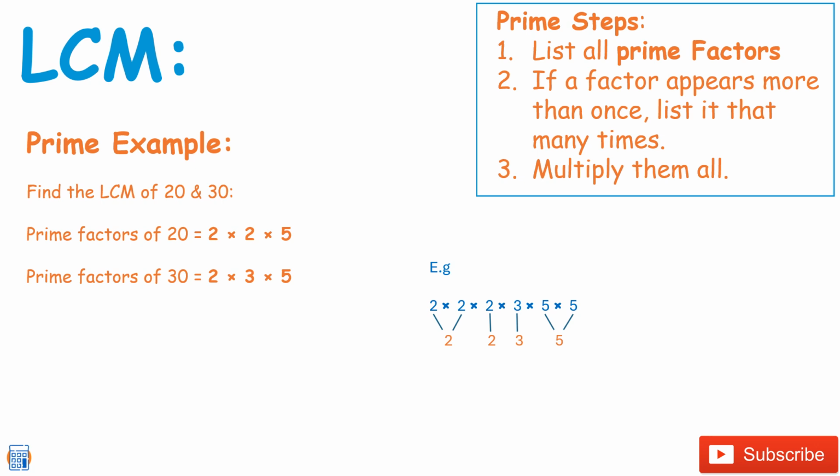This 2 has nothing to cancel, so again you just have a 2. This 3 has nothing to cancel, so you get a 3. And this 5 cancels with this 5, and you get a 5. If you then multiply all of them, 2 times 2 times 3 times 5, you will get 60, leaving you with the least common multiple of 60.